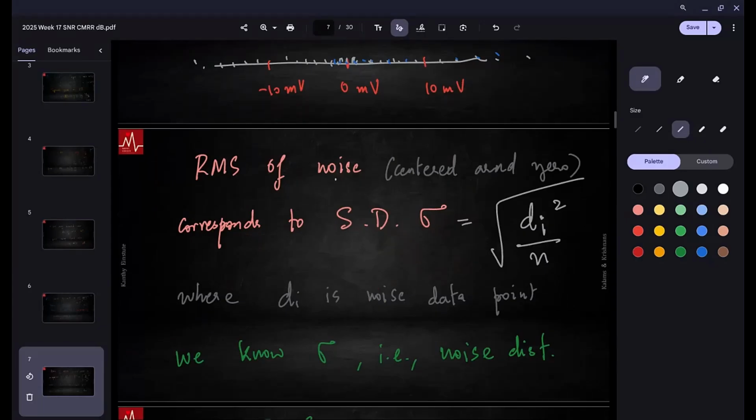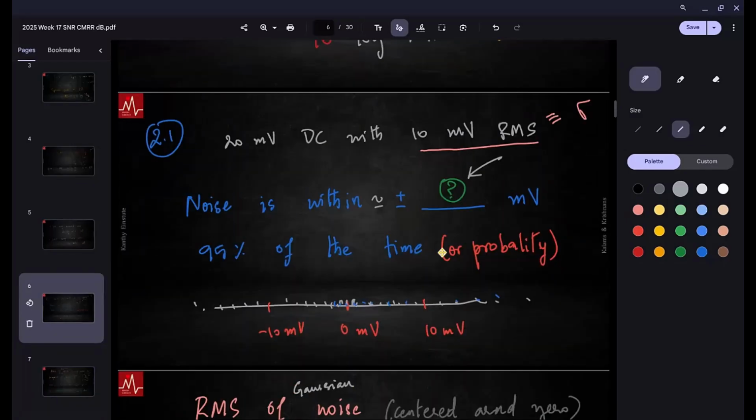So again, let me see. Notice, RMS of noise, at least typically for Gaussian noise, let me add that word, RMS corresponds to standard deviation. So if we know RMS, we know the standard deviation, we know the noise distribution. Now we can calculate percentages, ranges, bounds, and all that. Here we want a bound. Noise will be within that bound 95% of the time, or there is a 95% chance that it will be there.